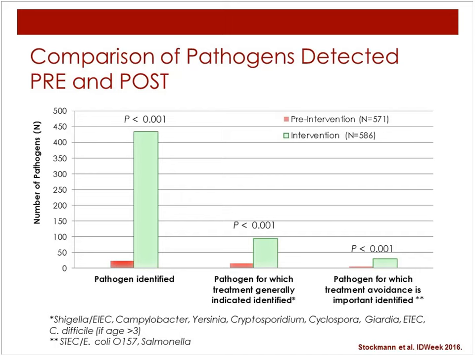So basically, the GI panel could assist in quickly identifying patients that require therapy, which is usually a small percentage of the total number of patients. More importantly, it can quickly identify patients that do not need therapy due to the presence of a viral or other pathogen where treatment may be contraindicated.